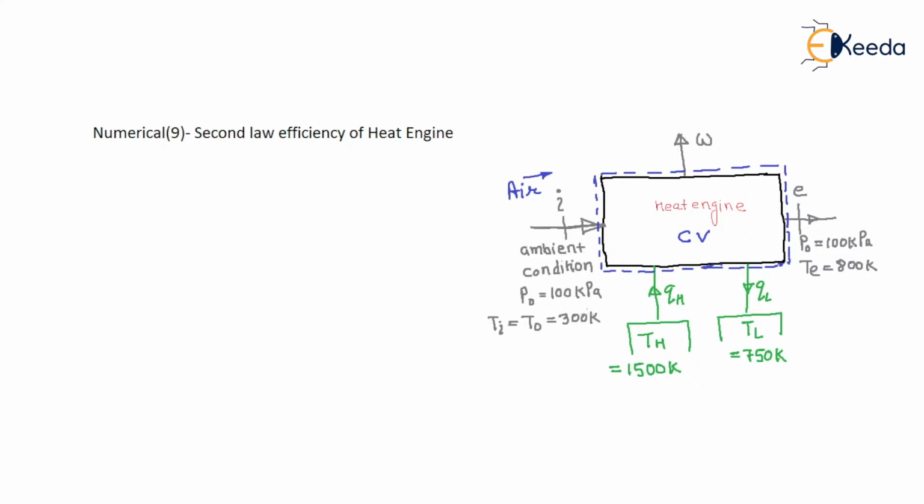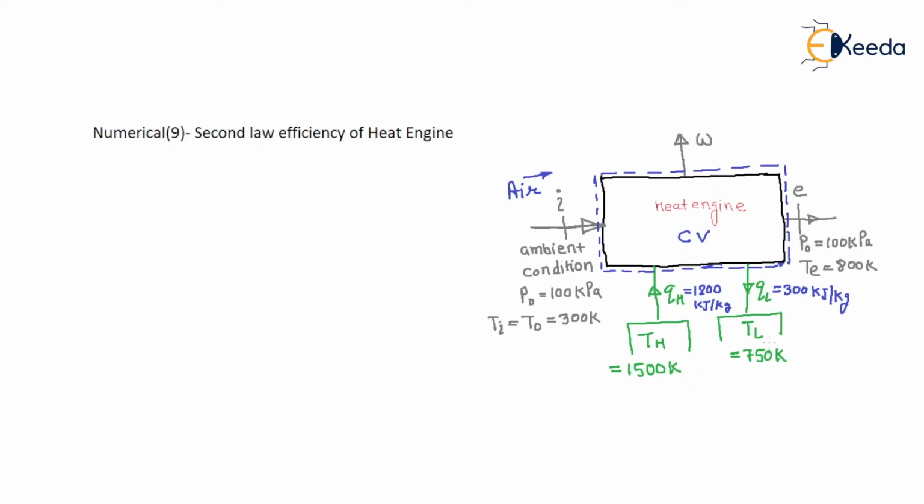Energy is supplied as 1200 kilojoule per kg. All are related to per kg, kilojoule per kg of air, from a 1500 Kelvin source, and in some part of the process a heat transfer loss of 300 kilojoule per kg of air occurs at 750 Kelvin.